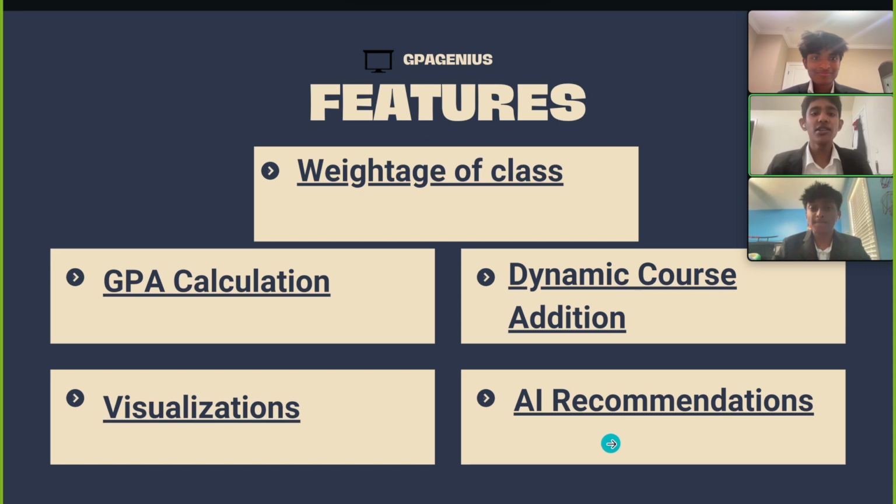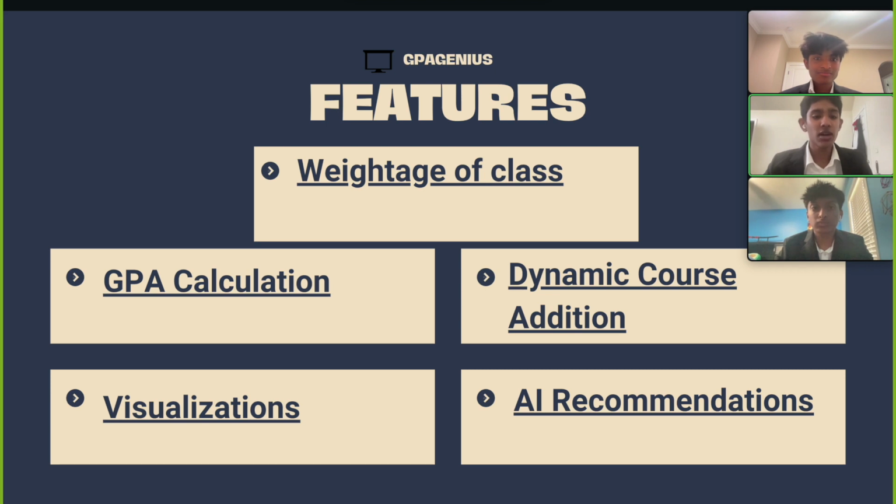Now, our GPAGenius has many key features. Our first feature is the weightage of the class. It adjusts GPA calculations based on course types like regular, AP, and dual enrollment, and it also allows you to input the amount of credits. The second feature is GPA calculation. It computes both unweighted and weighted GPA by considering the grades and credit hours of each course.